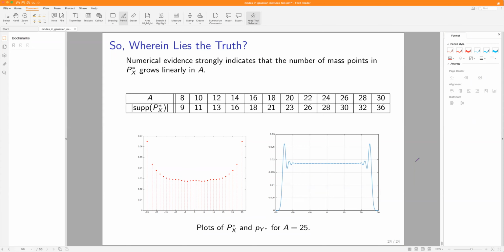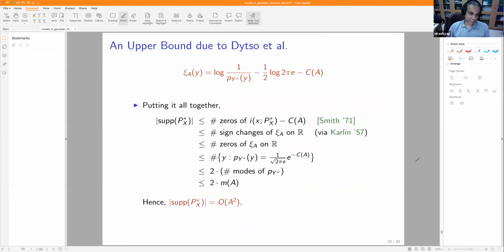This is the connection that we have chased. This is the open problem: what is the support size of this input distribution? Now, you seem to be getting that the order is a square, whereas you proved that Theta of A squared is the answer in the Gaussian mixture case. So which is lower and upper? One second. Yeah, correct.